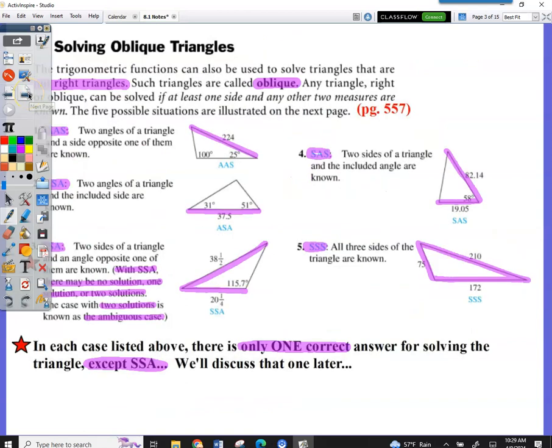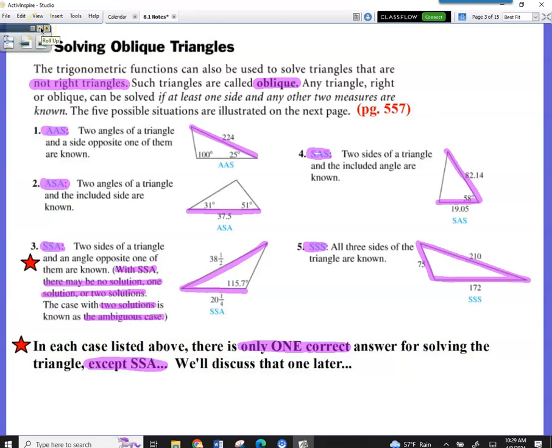But now what we're going to do is look at oblique triangles, acute triangles, which means angle bigger than 90, an angle less than 90, all three angles less than 90. If you have a highlighter, there's a lot of information on this page, and I've highlighted the stuff that actually matters to try to draw your attention to it. There are 5 scenarios for solving oblique triangles. Oblique means that it's not a right triangle.